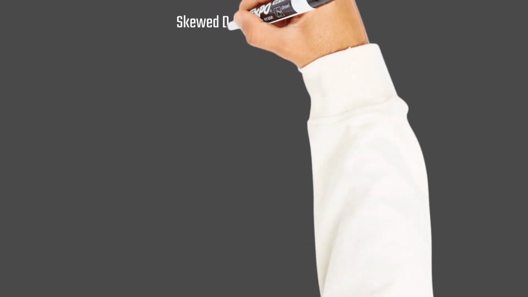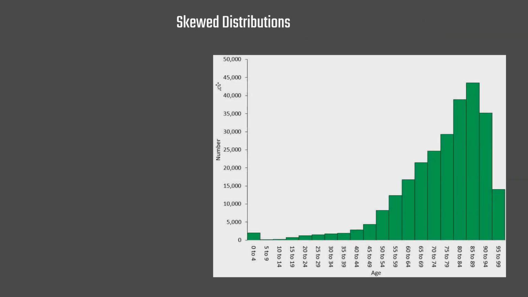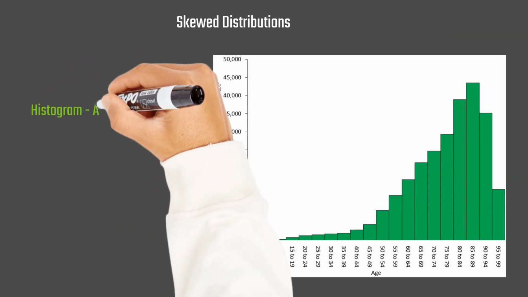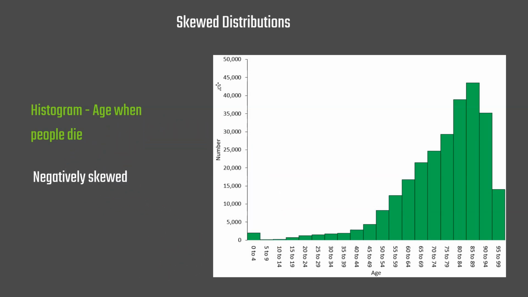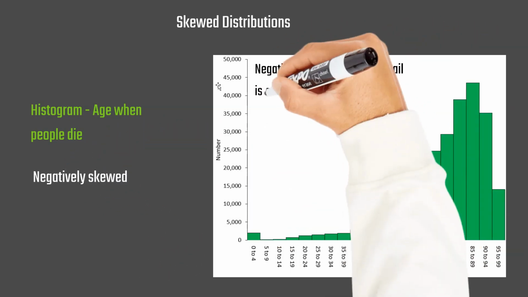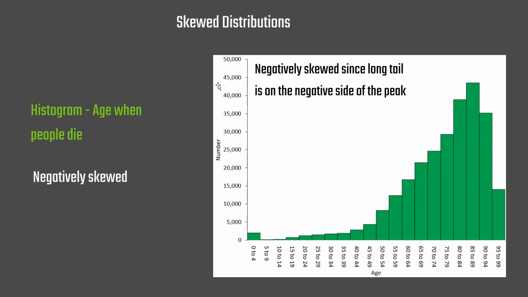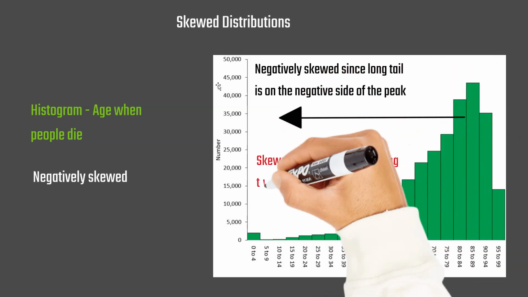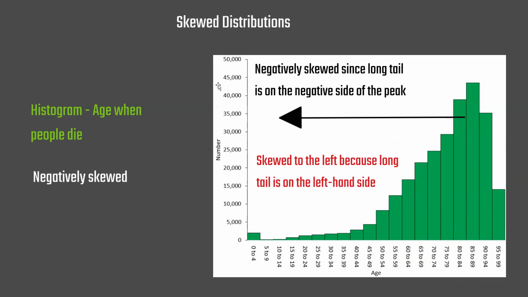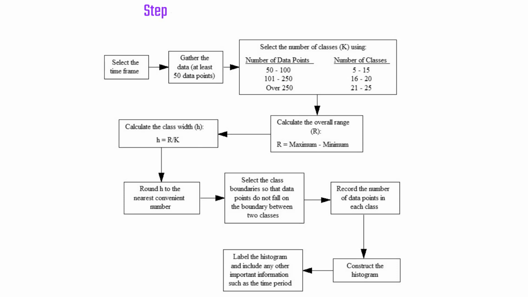So you can have them skewed that way, but you can also have them skewed the other way, as we see here. Here's a histogram of the age of people when they pass away. And you can see it's negatively skewed, is what we would say in this case, because the long tail is on the negative side of the peak, or it is skewed to the left because the long tail is on the left-hand side of the peak. So skewed distributions are natural.